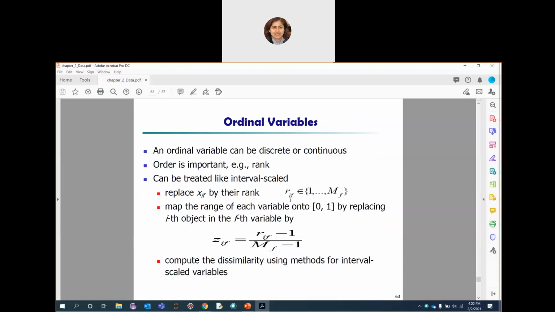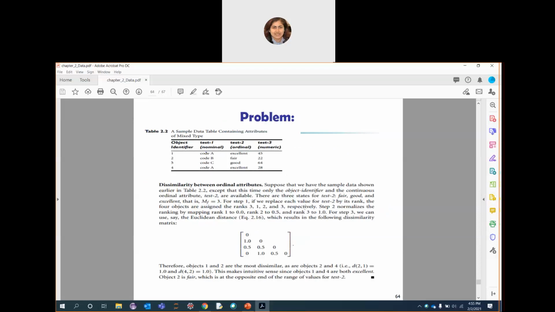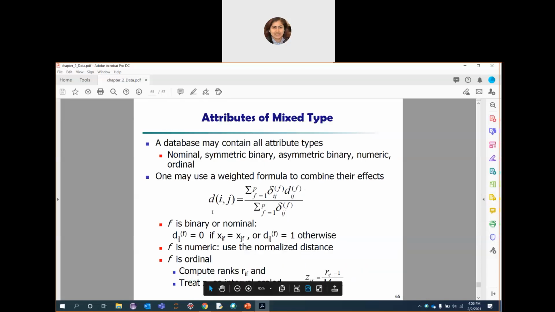Now, like the binary and nominal, you can also find the proximity measure for ordinal variables. You can refer to the formula and the example here. These are again some of the formulas for mixed type as well. So this is the end of our second chapter, data.